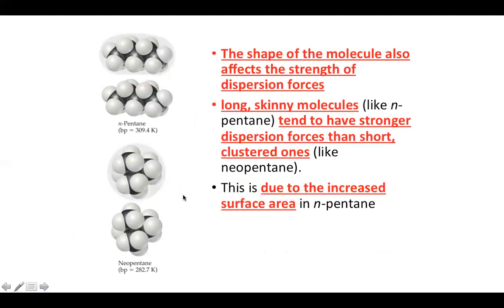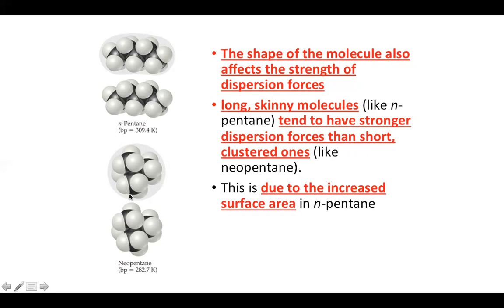Another thing that can affect the strength of the London dispersion forces is the shape of the molecule. If molecules are shaped in a longer chain, like n-pentane here, there are more spots to form these poles. So it is more polarizable and has stronger dispersion forces than, say, neopentane.